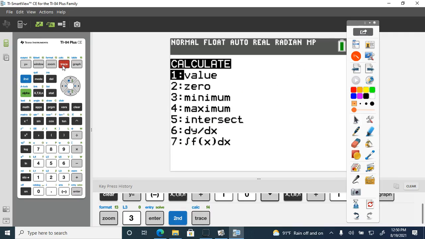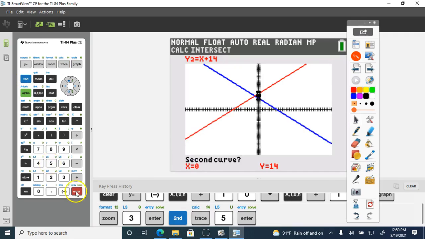Go down to number 5. Intersect 1, 2, 3. Our intersection is -2, 12. Okay, so the answer for number 4 is -2, 12. Is that what you got, Trinity? Good. Everybody good? Everybody knows how to use your calculator. They're gimmies. Okay. All right.